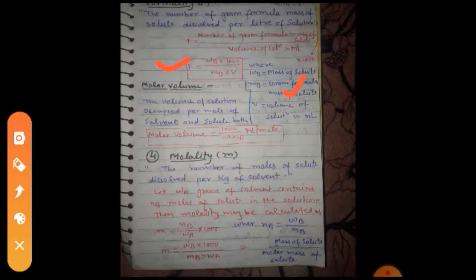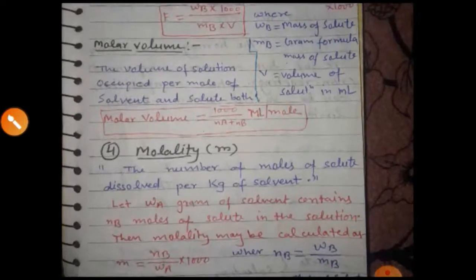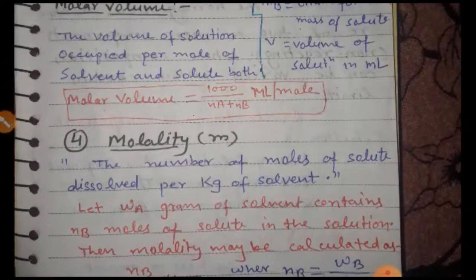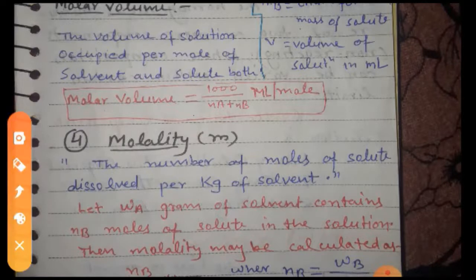And what is molar volume? Molar volume of solution is the volume of solution occupied per mole of solvent and solute both. So molar volume equals 1000 upon Na plus Nb ml per mole. Our next topic is molality.